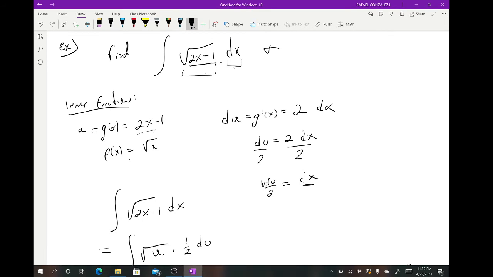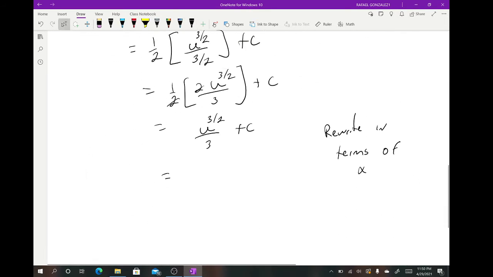u was 2x minus 1. So this means that we have 2x minus 1 to the 3/2 power over 3 plus c. You don't have to rewrite this in terms of a radical. This solution will suffice.